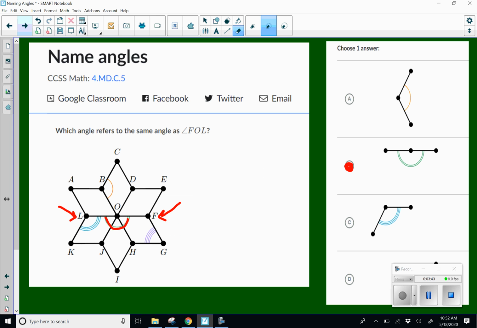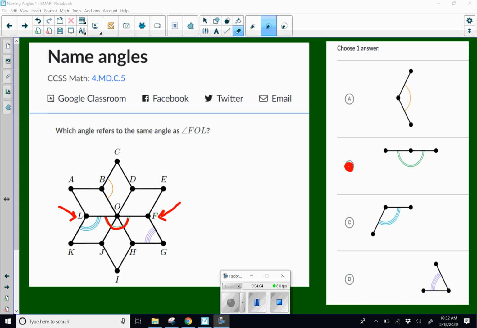Okay, which angle refers to the same angle as FOL? So let's take a look at FOL. As you can see, that's referring to this straight line right here. And as we can see, they've got the angle lines right there. So if you look at the answer choices, we're looking for the angle that's going to be a straight line, which is answer choice B.